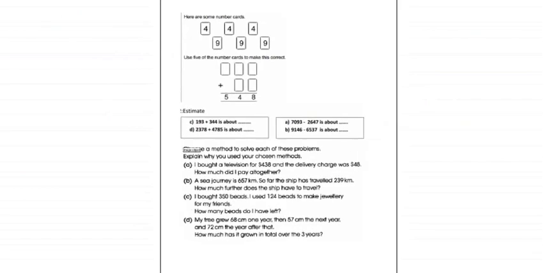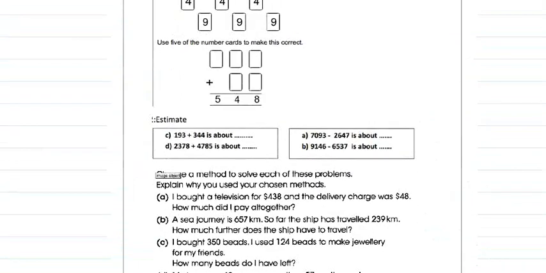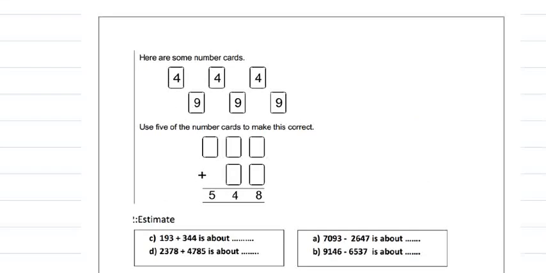Let's check this one. Use 5 of these numbers to make this correct. I need two numbers that add up to 8. Use one of these cards once. You can't repeat or use more than these cards, and you can't use any other cards. So you have to use 4 and 4 and 4 and 9 and 9 and 9.